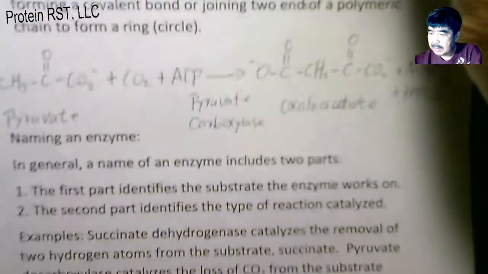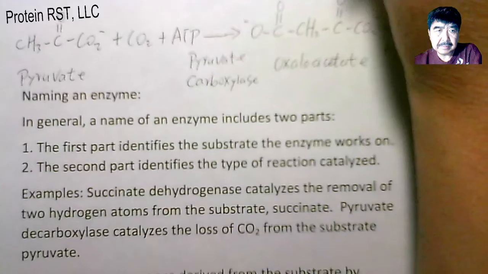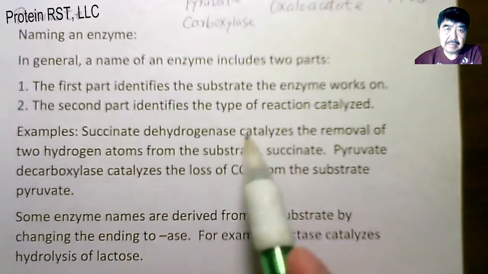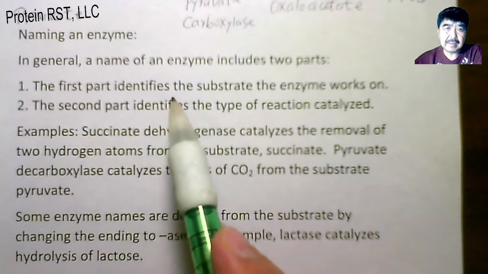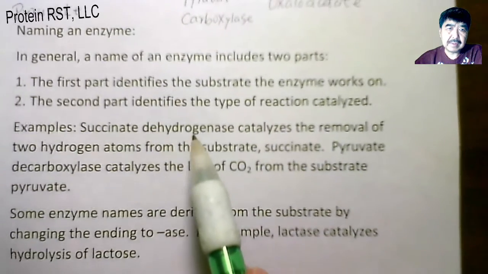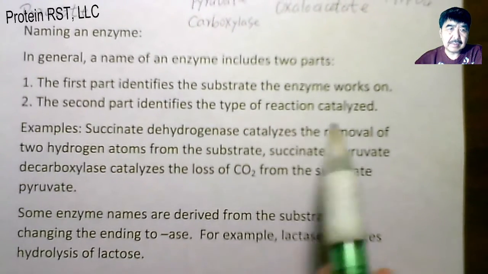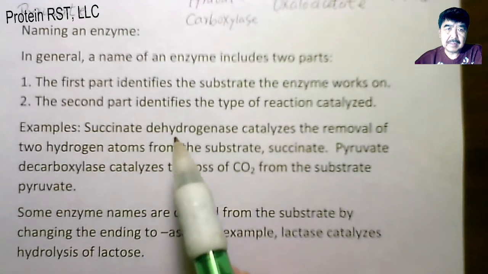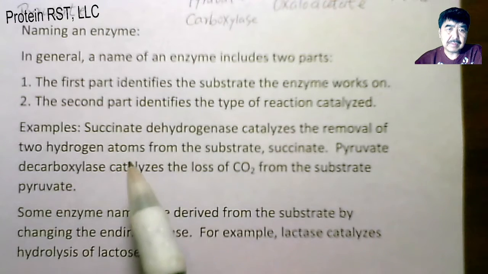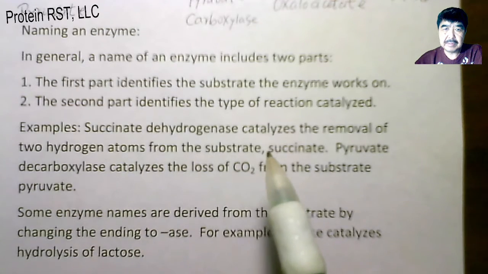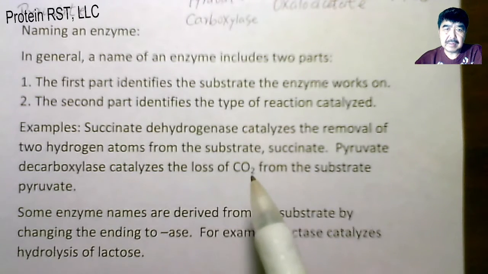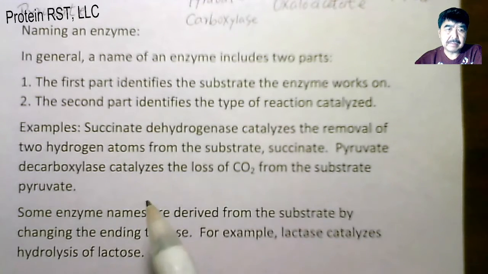The last part, let's take a look at how to name an enzyme. In general, the name of an enzyme includes two parts. The first part identifies the substrate the enzyme works on. The second part identifies the type of reaction catalyzed. Example, succinate dehydrogenase catalyzes the removal of two hydrogen atoms from a substrate succinate. Pyruvate decarboxylase catalyzes the loss of carbon dioxide from a substrate pyruvate.